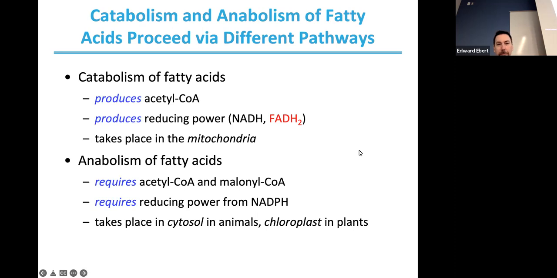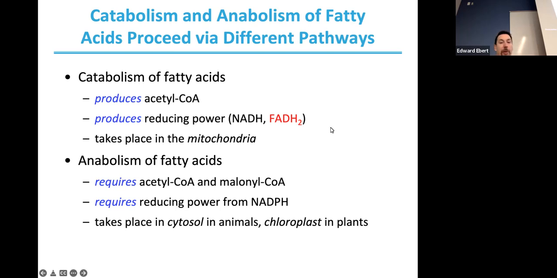All right, so let's talk about catabolism. We're going to produce acetyl-CoA and produce reducing power, NADH. So this is what's on the test coming up next week. We know we're breaking down. I always think of being a cat for catabolism, scratching things into little pieces. We're making acetyl-CoA, we're making NADH.